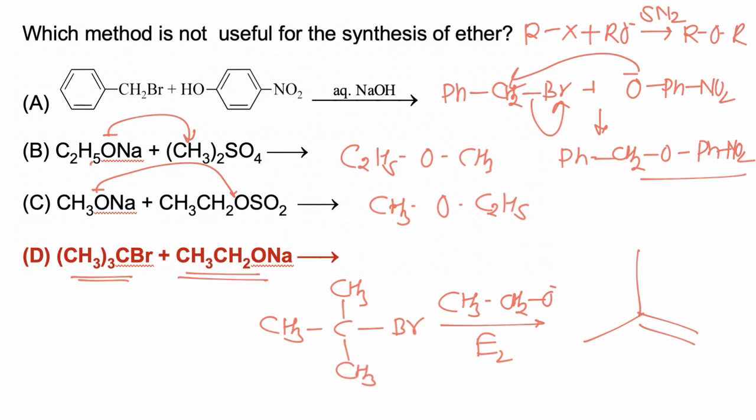So except D, in all other cases the product formed is an ether, while in case of 4, an alkene is formed as a major product, and hence the correct answer is D.